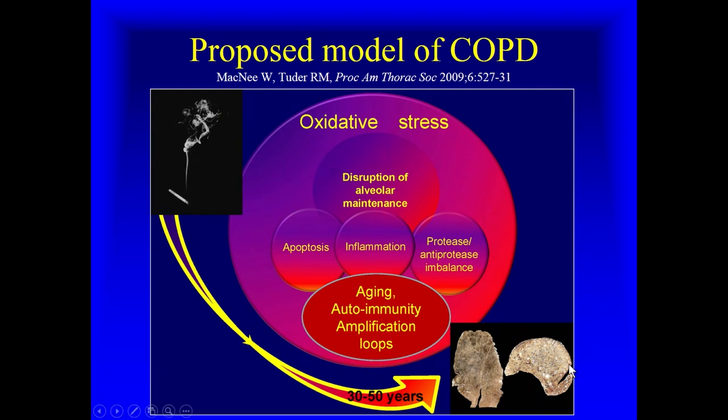So this leads to a revision of our model of COPD, explaining the decades from the first cigarette to emphysema. Oxidative stress is still the unifying theme, leading to the disruption of alveolar maintenance by the mechanisms we discussed earlier, mainly the inflammation and the protease-antiprotease imbalance, but also recognizing the importance of apoptosis or cell death, and the other newer mechanisms such as aging and autoimmunity. All of these lead to an amplification loop which continues this process even after smoking cessation.